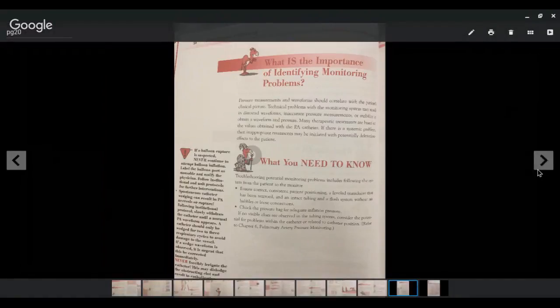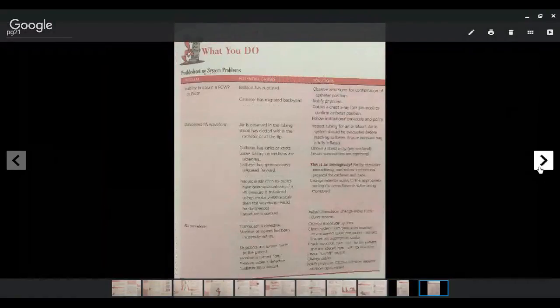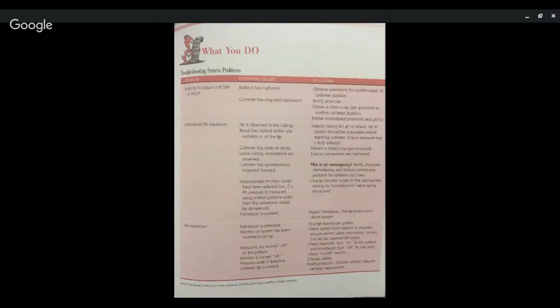So, how would you troubleshoot the inability to obtain a wedge pressure? The potential cause would be that the balloon has ruptured or the catheter has migrated backwards. Solutions to the inability to obtain a wedge pressure are to observe the waveform for confirmation of catheter position, notify the physician, obtain a chest x-ray per protocol to confirm catheter position, and follow the hospital policy.